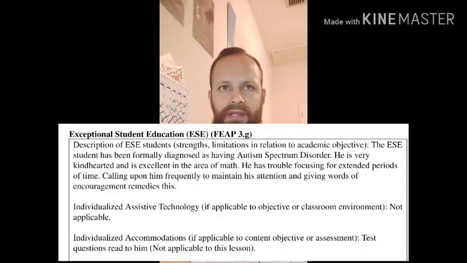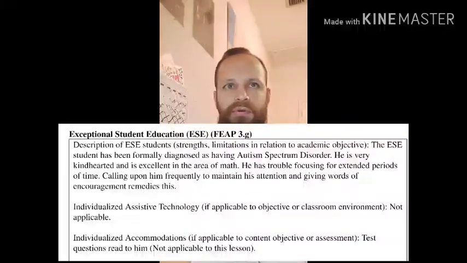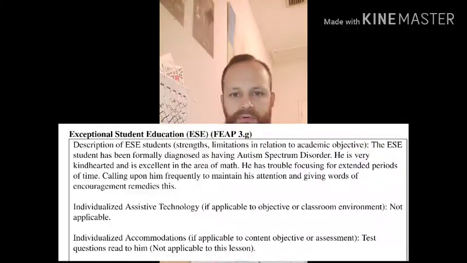We have no English for speakers of other languages students, so there is no description of ELL students applicable, nor are there individualized accommodations necessary. We have one ESE student. The ESE student has been formally diagnosed as having autism spectrum disorder. He is very kind-hearted and is excellent in the area of math. He has trouble focusing for extended periods of time, but calling upon him frequently to maintain his attention and giving words of encouragement remedies this. In reference to individualized assistive technology, none are applicable. For individualized accommodations for this lesson, none are applicable.